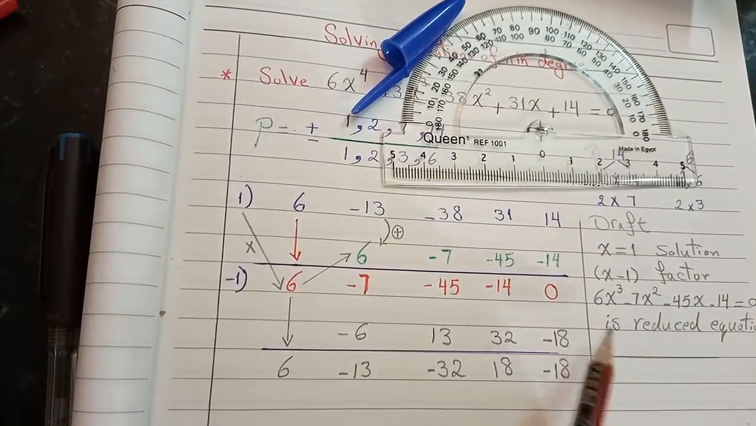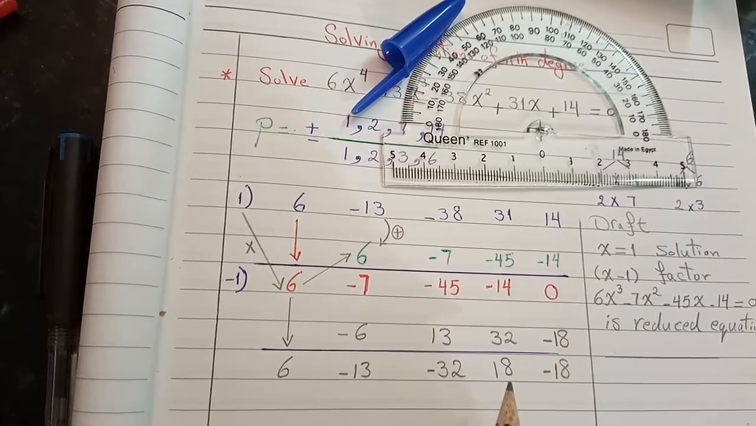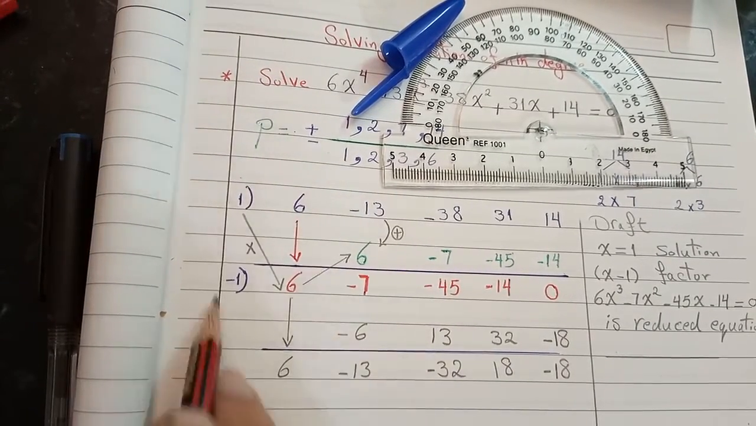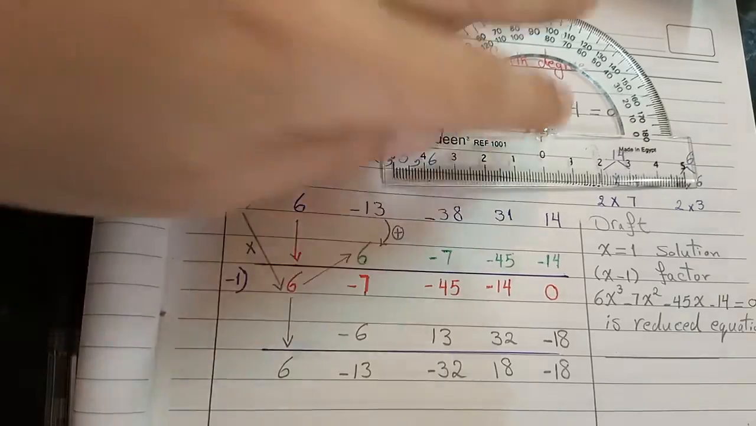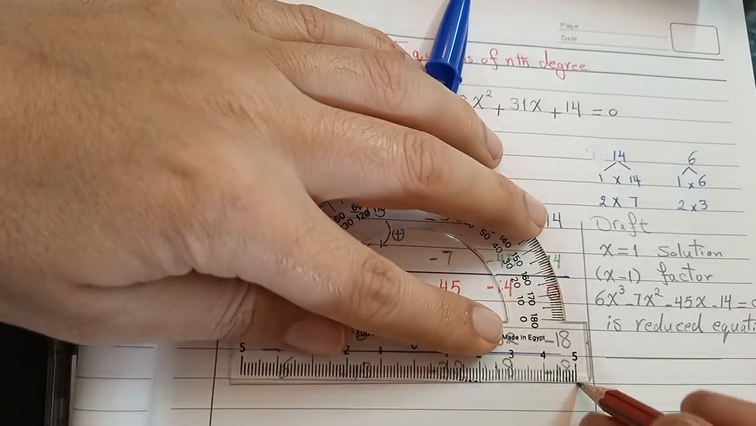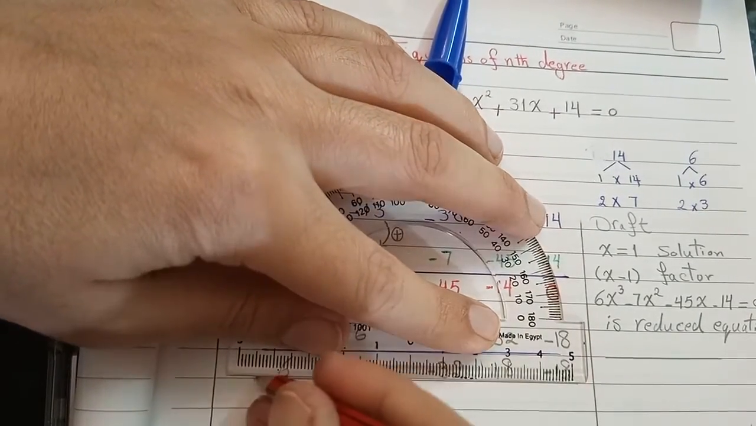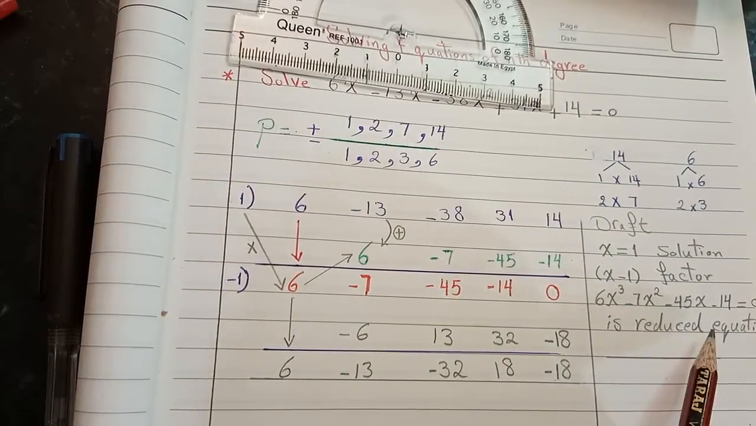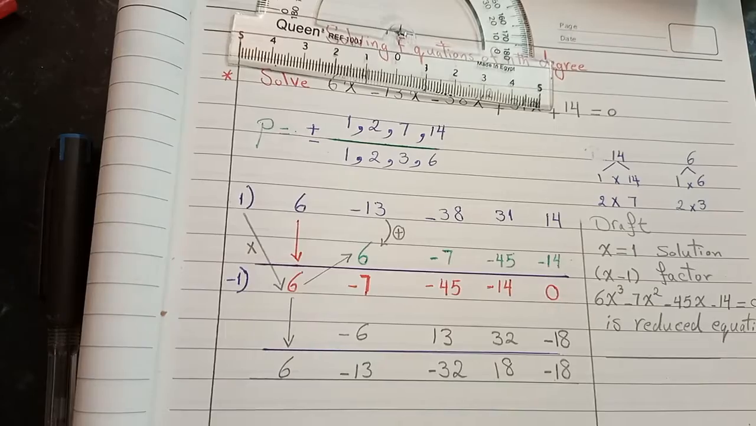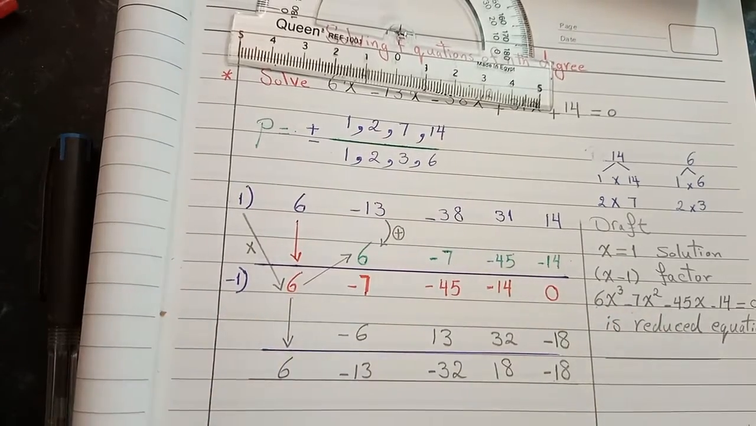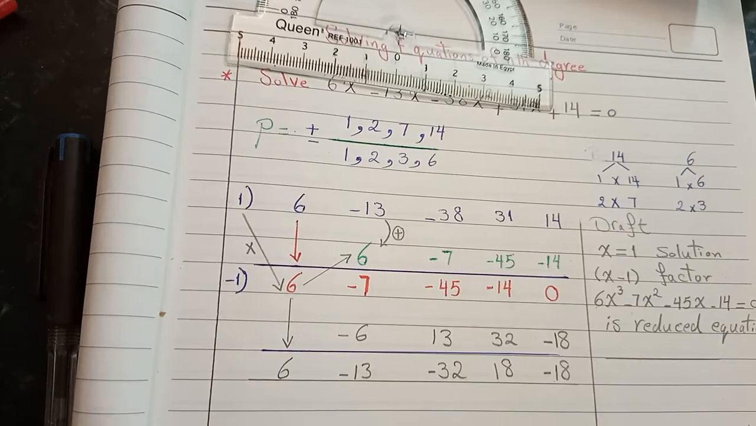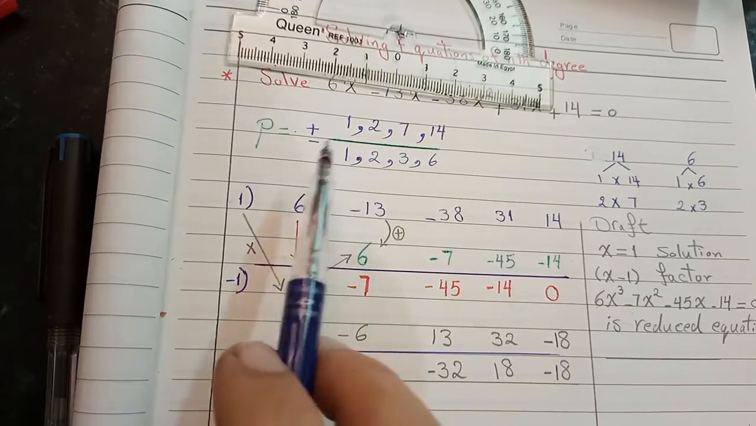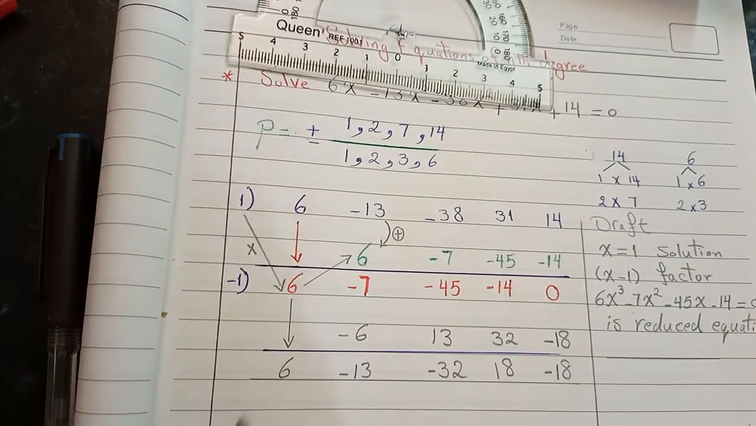We are going to ignore the -1 and everything we did here. We are going to try again another factor using the coefficients. We tried 1 and -1. Let's try +2.